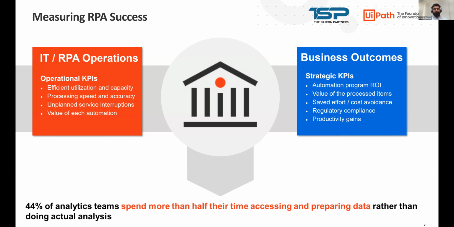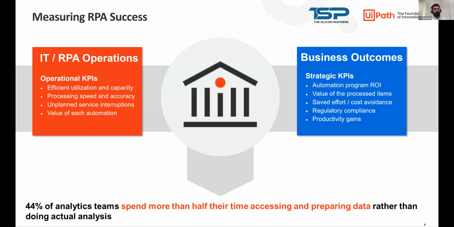Without KPIs, it's really challenging to showcase the benefits of automation to stakeholders. With automation performance metrics in place, we can highlight where automation has the most impact. We can plan future iterations. We can track our return on investment. Automation analytics spans across two types of metrics. One is operational KPIs and the other is business KPIs.